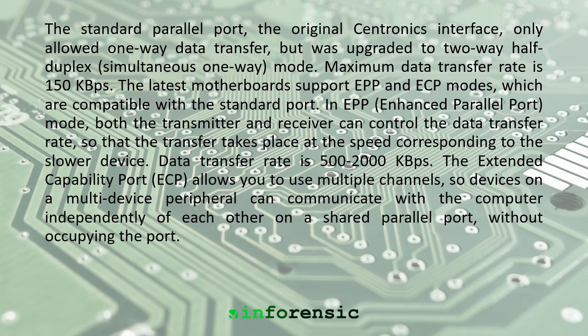In EPP, enhanced parallel port mode, both the transmitter and receiver can control the data transfer rate so that the transfer takes place at the speed corresponding to the slower device. Data transfer rate is 2,000 kbps. The extended capability port, ECP, allows you to use multiple channels, so devices on a multi-device peripheral can communicate with the computer independently of each other on a shared parallel port without occupying the port.